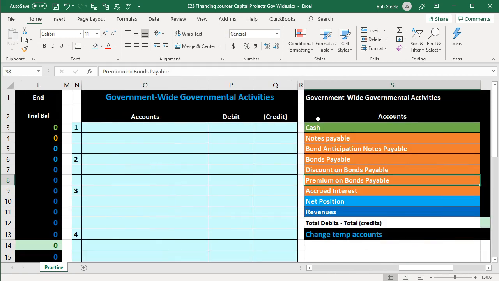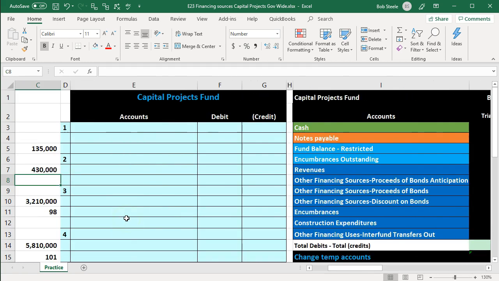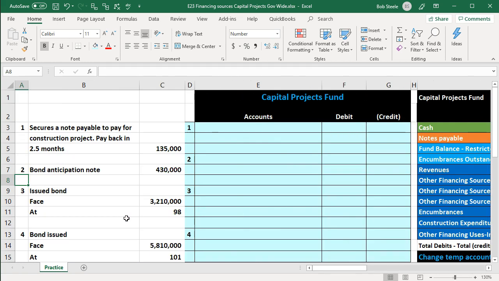Same kind of process for the government-wide activities, where we're going to record the journal entries, post the journal entries in a similar fashion. Back to the data, let's see what our first item is. Secures a note payable to pay for construction project. So we have a note payable. We're going to pay back this note payable in 2.5 months.